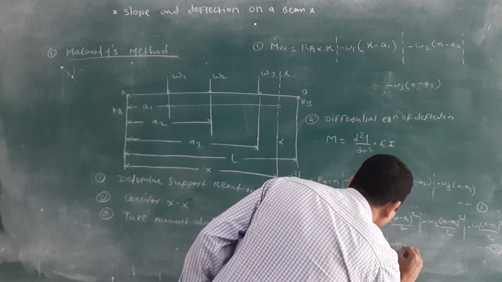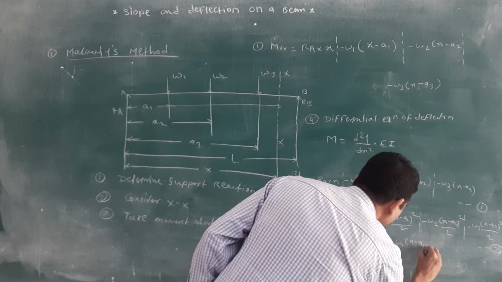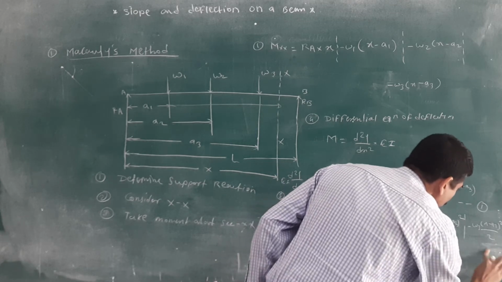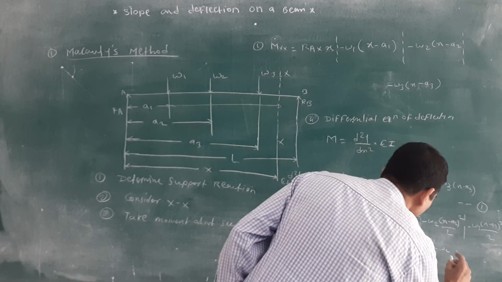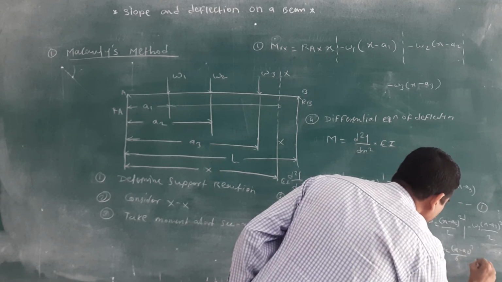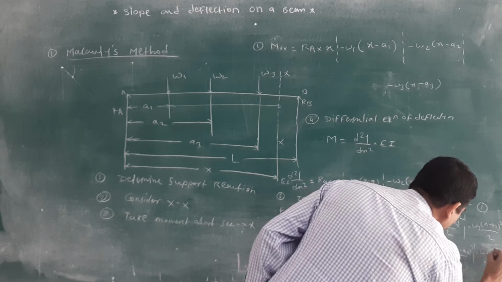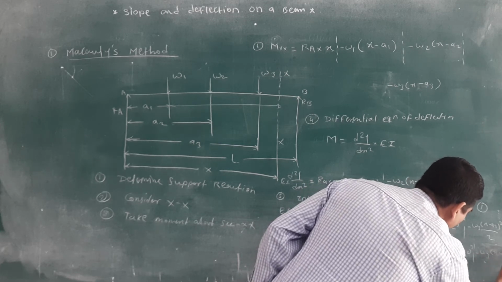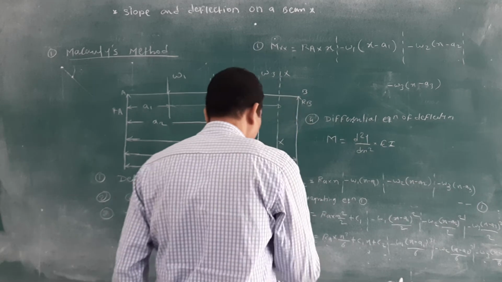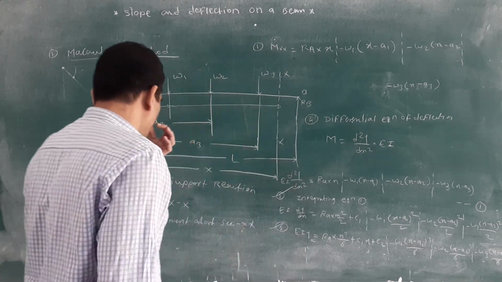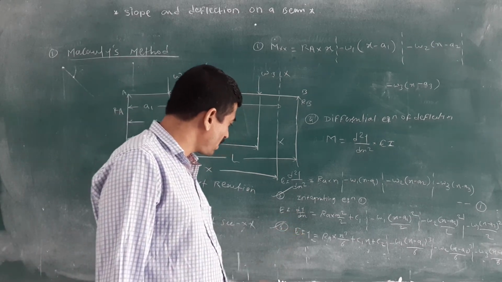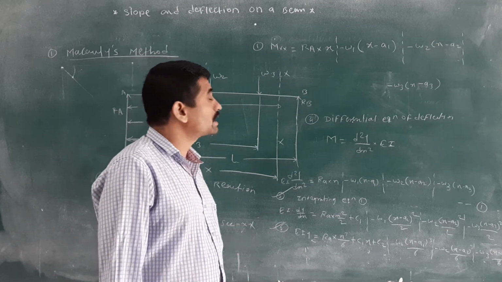Then minus W1 (x minus a1)³ divided by 6, minus W2 (x minus a2)³ divided by 6, and last, minus W3 (x minus a3)³ divided by 6. This is equation number 3. These three equations are very important: equation 1, equation 2 and equation 3. Equations 2 and 3 are the generalized equations.